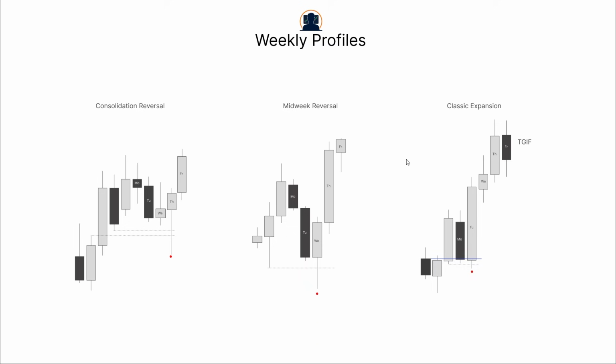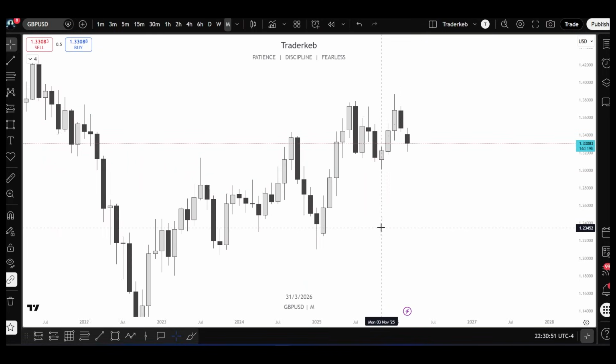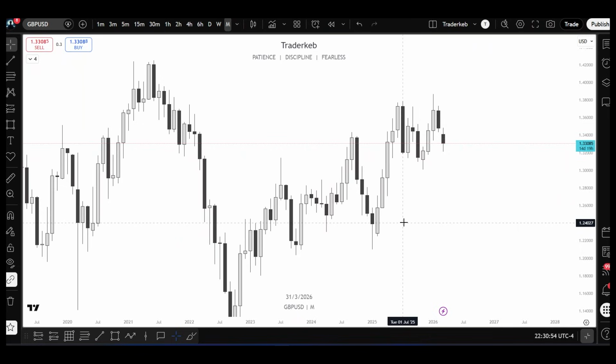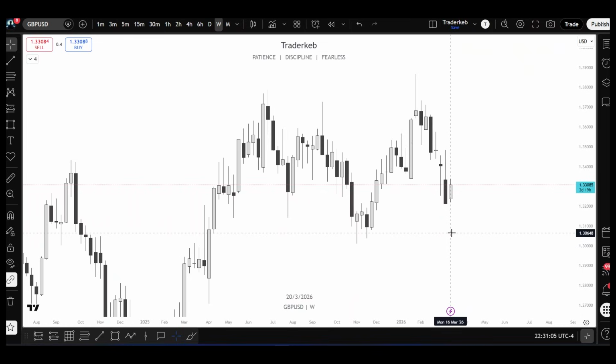So let's take some examples. In today's example, I would like to use the recent PA. This is the GBP USD we have here. Monday 16th of March 2026, right? So that's the day I'm recording this video, and it's currently 6:30 my time.